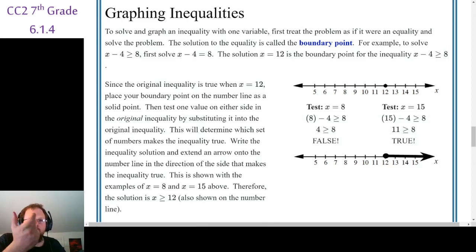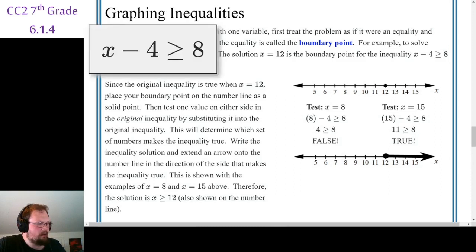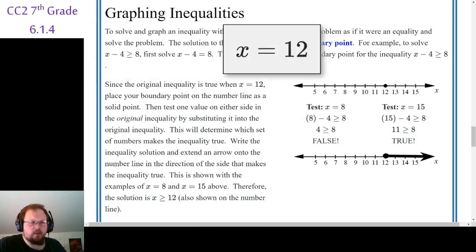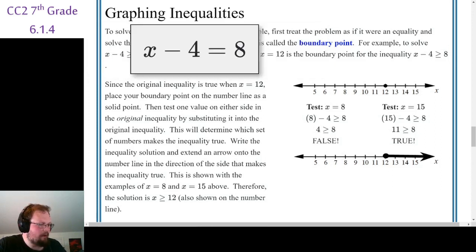You take an inequality like this, x minus 4 is greater than or equal to 8, that's written right here. To solve that, the opposite of minus 4 is plus 4. So they added it and got x equals 12. Pretty straightforward. That's the boundary point. They said, well, x minus 4 is 8. My boundary point is 12.